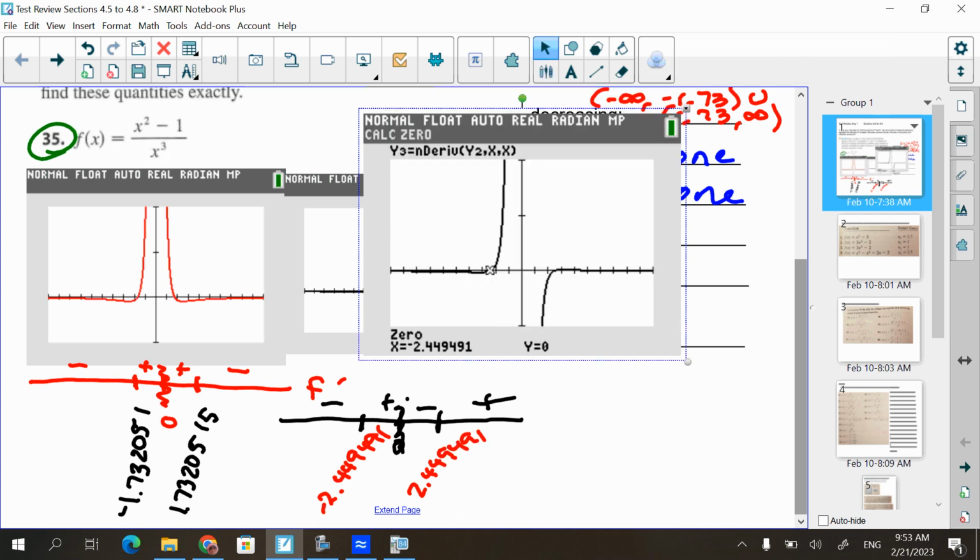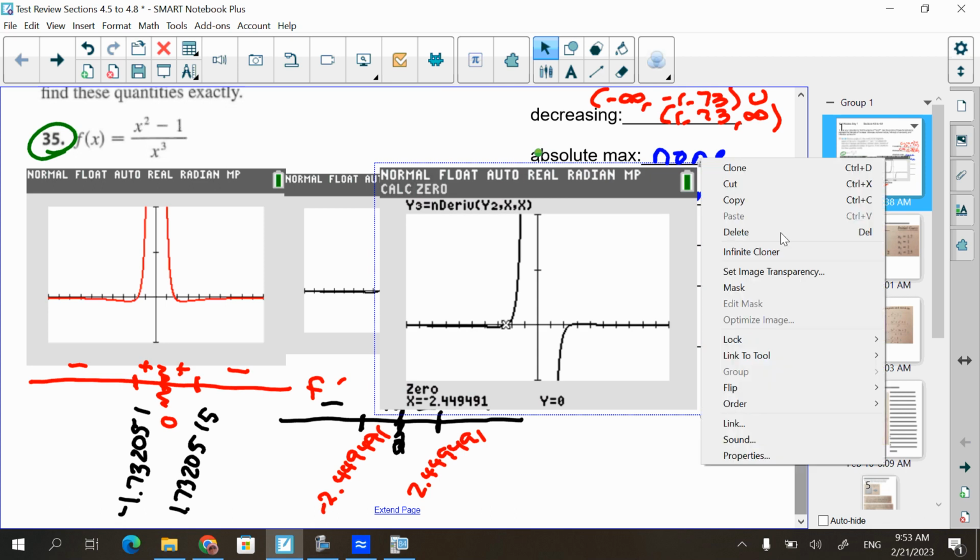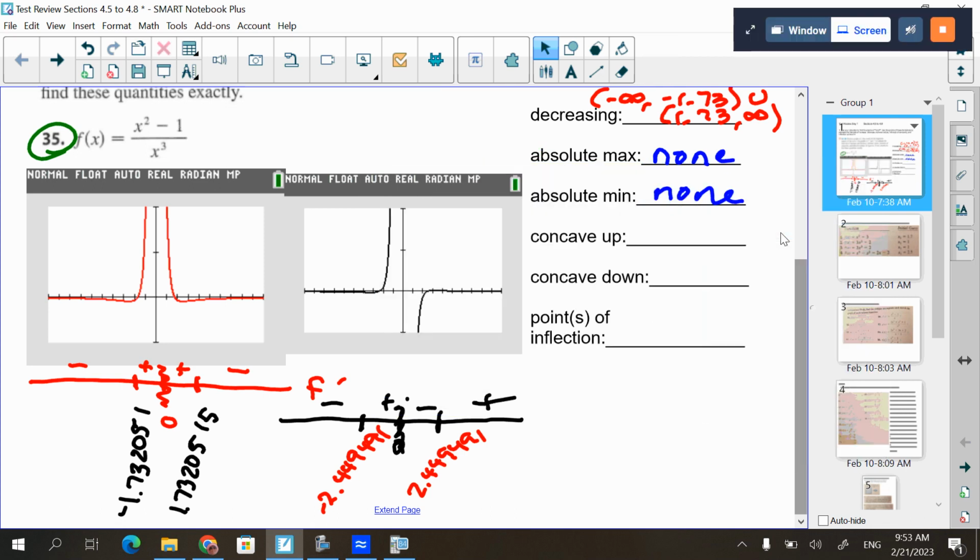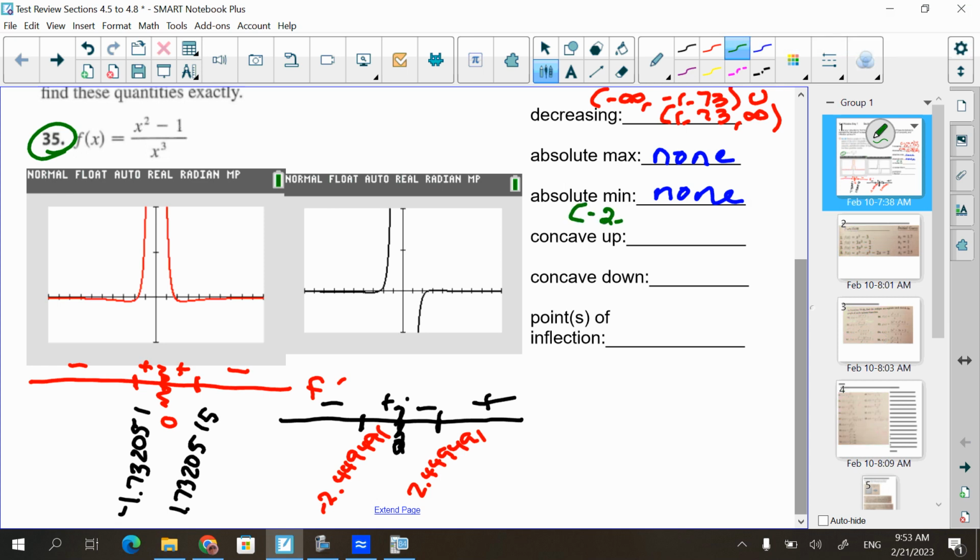Okay, now, let me get rid of this for a second. Where is it concave up? It's concave up from negative 2.45 to 0, and again from 2.45 to infinity. And then where is it concave down? From negative infinity to negative 2.45, and then again from 0 to 2.45. And then points of inflection.